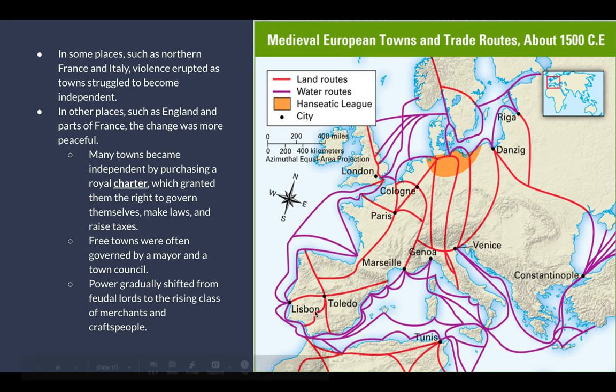So if you look at where all of these cities are located, they are at least accessible to the land route, if not a water route in addition. So again, trade and proximity to these routes, to these trading pathways, was really important to the growth of these medieval European towns and cities.